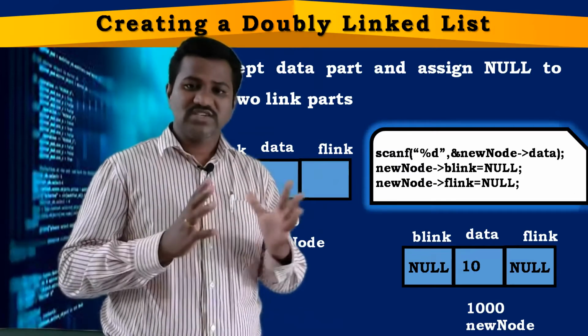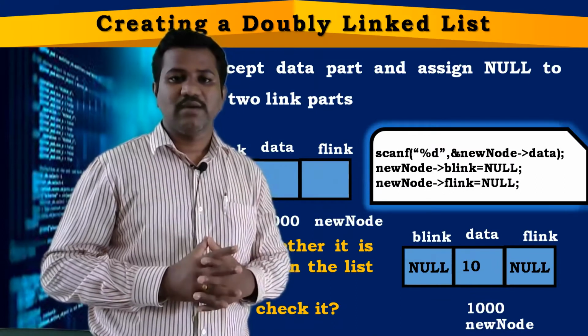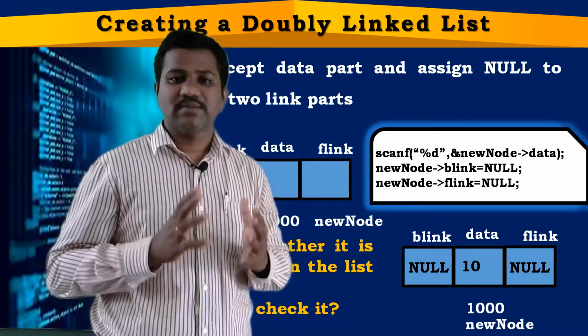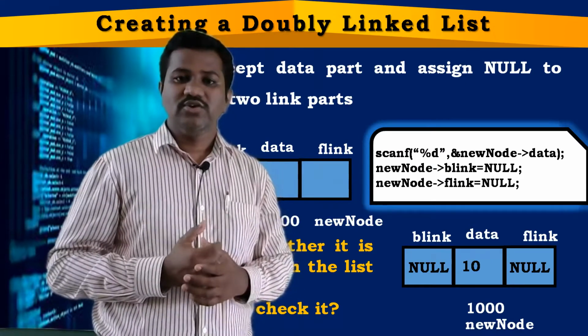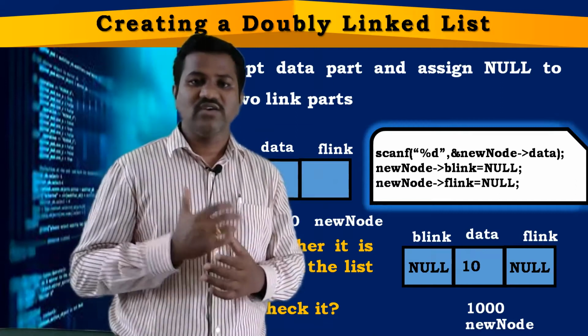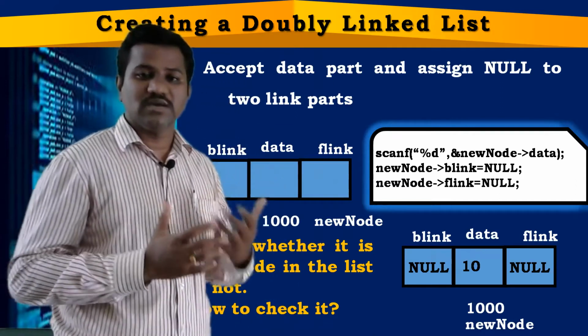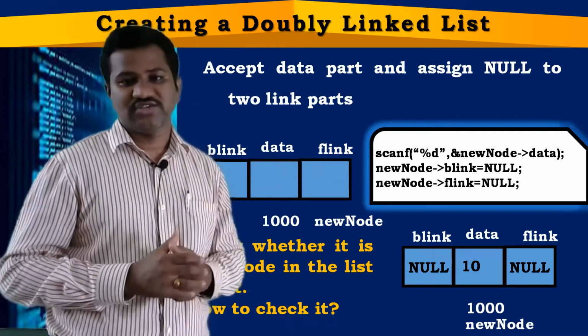Now, the first step is allocating a block of memory. The next thing is accepting the data part. And the third step is we need to establish the links. When you want to establish the links, you need to be very careful whether you are creating the first node in the list or not. If you are creating the first node, then we need to follow some instructions. If you are not creating the first node, then we go with other instructions.